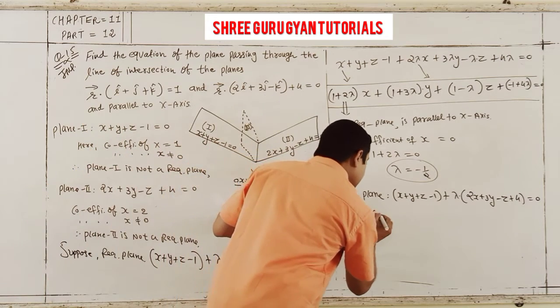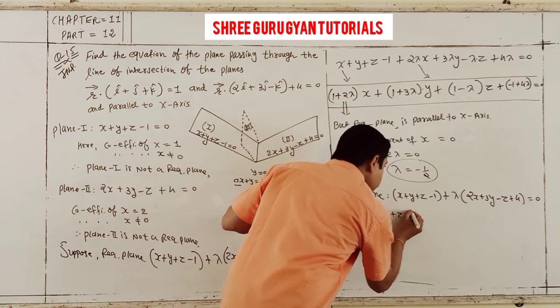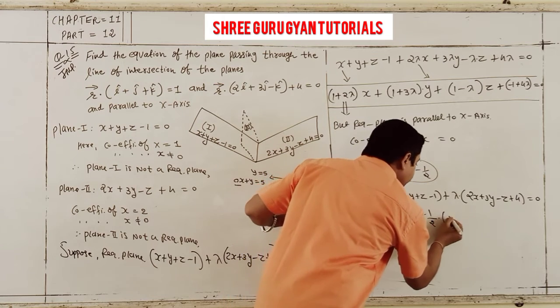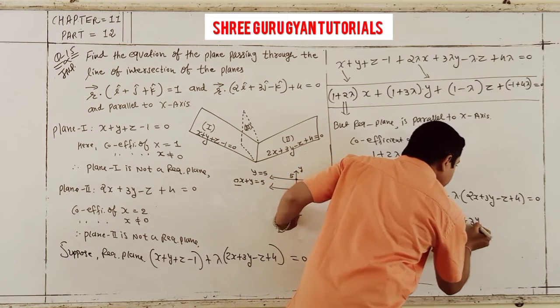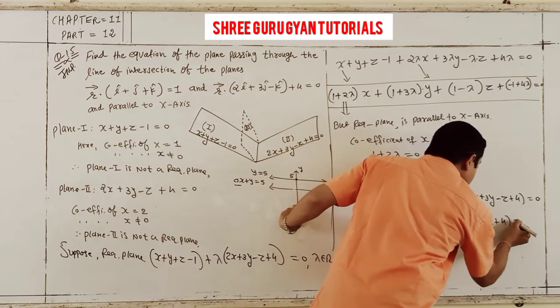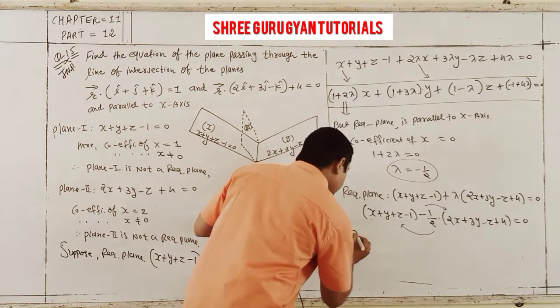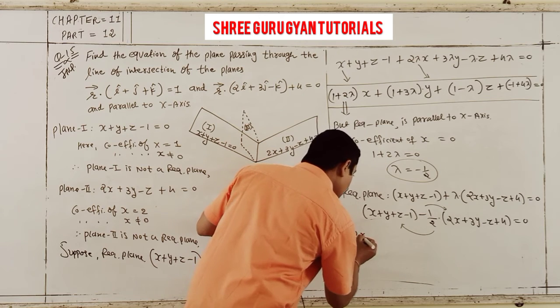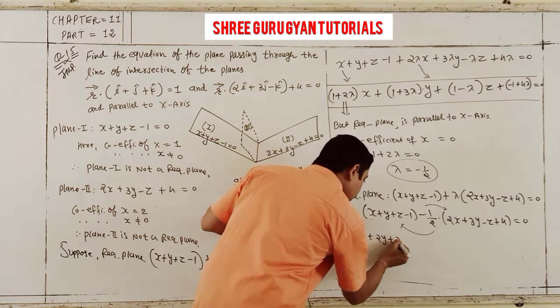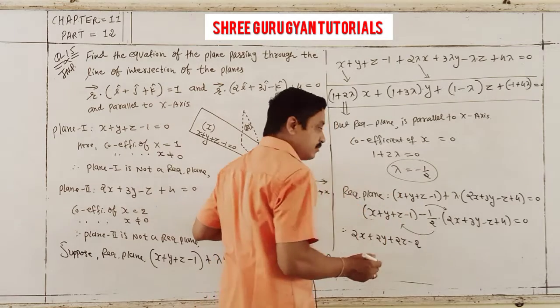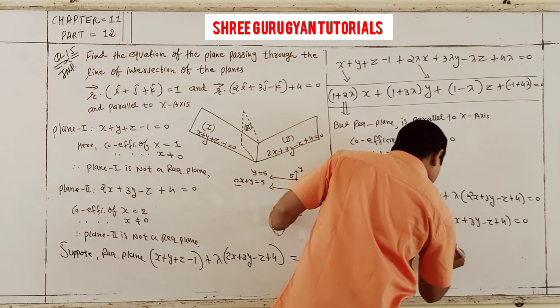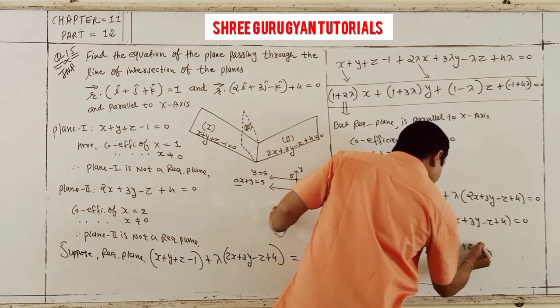So my answer is minus half times (2x plus 3y minus z plus 4). These two are multiplied, this side is multiplied. So 2x plus 2y plus 2z minus 2 minus 2x minus 3y plus z minus 4.